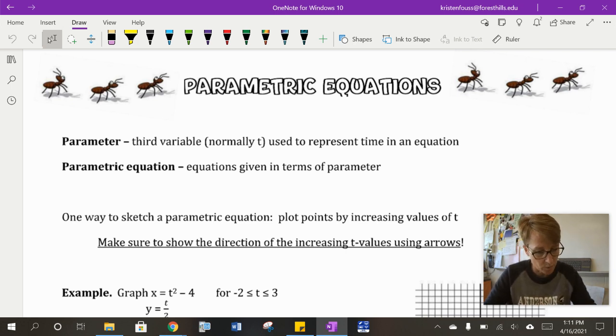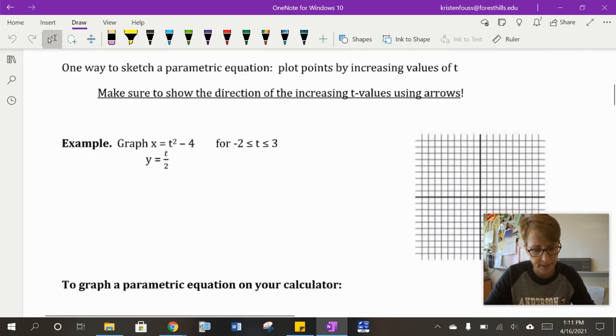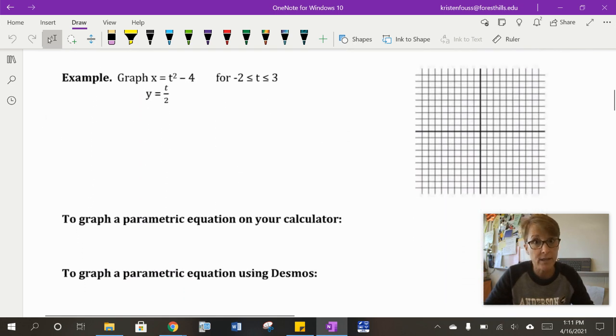I'm going to scroll here. I have an example here. I would like to graph this equation that says x equals t squared minus 4 and y equals t over 2. And I've given you values of t that we're going to use, which are from -2 to 3. So I'm going to set up my t chart, and then we'll plug in values of t that will determine x and y, and then graph those.